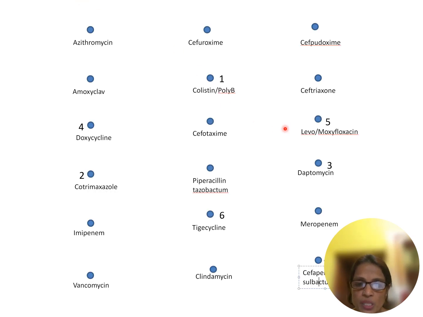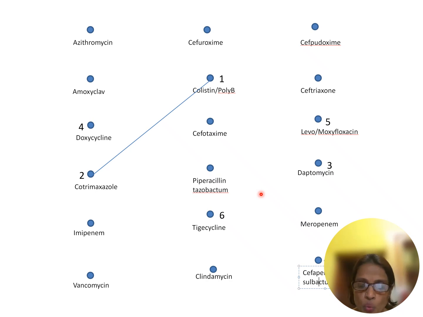So you have given the antibiotic colistin polymyxin number 1. Then cotrimoxazole is number 2. Then number 3 is daptomycin. Number 4 is doxycycline. Then number 5 is levofloxacin or moxifloxacin. Then number 6 is tigecycline. Now let us see how to join.